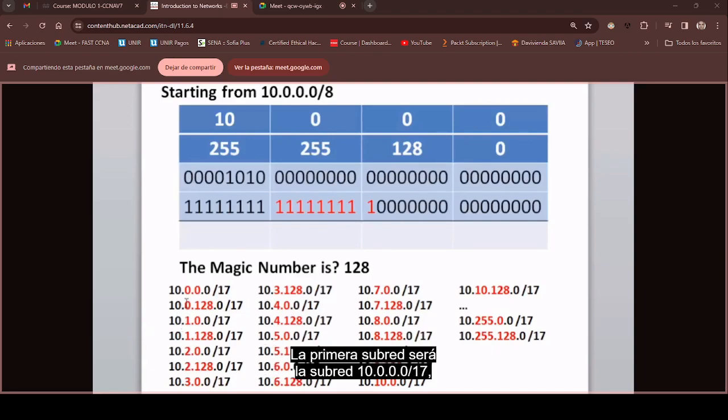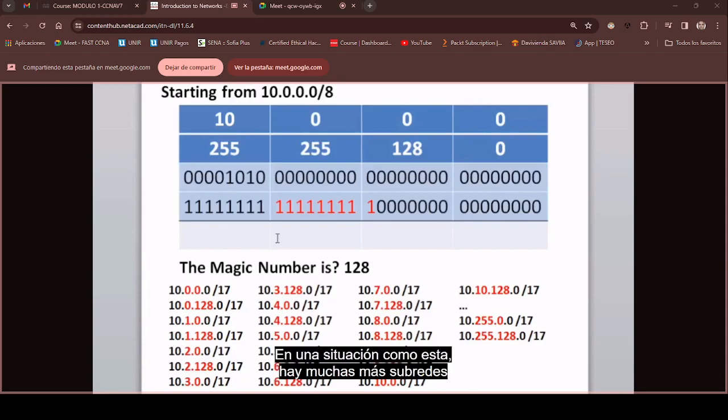The first subnet will be the 10.0.0.0/17 subnet, then the 0.128 subnet, then the 1.0 subnet, then the 1.128 subnet. And as you can see, we're iterating through every possible number in the second octet and then going up by 128 in the third octet. If I was to list out every possible subnet, we'd go all the way up to 10.255.0.0, and the next subnet would be 10.255.128.0. /17 is our last subnet, for a total of 512 subnets.